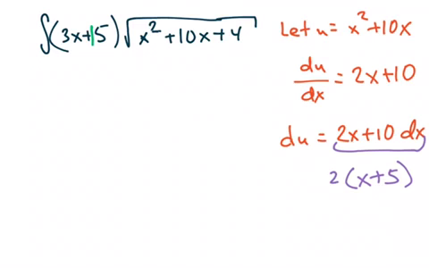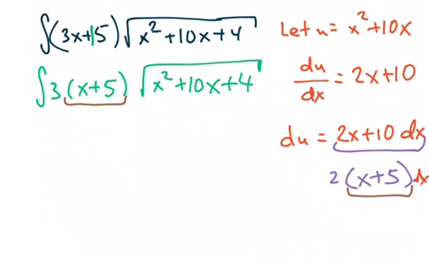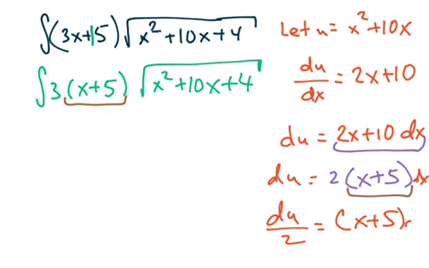So what I want you to see here is that notice that in this one, if I factored out a 3, I get this, right? And now, when we look at this, we have an x plus 5 here, and we have an x plus 5 here. Now, the rest of this is still dx, and this is still du. Okay? So, what am I going to do? I'm going to move the 2 to the other side. I'm going to have du over 2 equals x plus 5 dx.